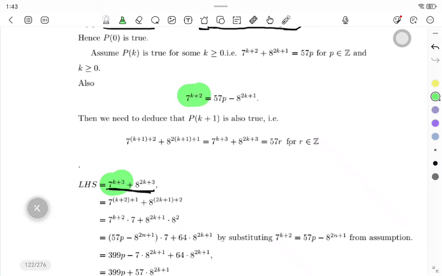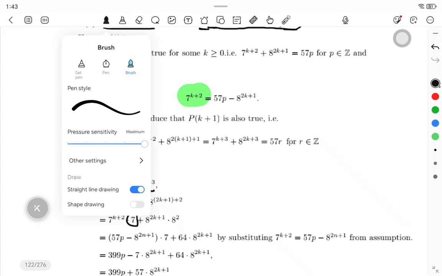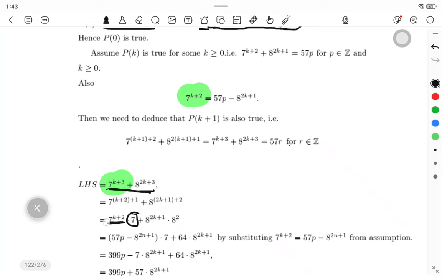Then this one, we can substitute. This is equal to 57p minus 8. I should have said k. They should have said k here. It's a mistake, right? Minus 8 to the 2k plus 1. Then we multiply this 7 there.